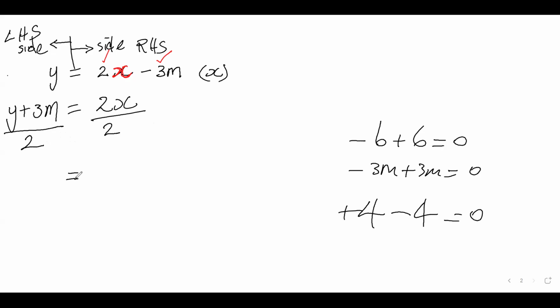So when I divide the 2x by 2, what will I get? You will get x. Beautiful, Josiah. Because the 2's cancel. 2 into 2, 1. People, anything over itself cancels out to 1. So this is actually 1x. So x is y plus 3m over 2. Everybody okay with this? Yes, sir.